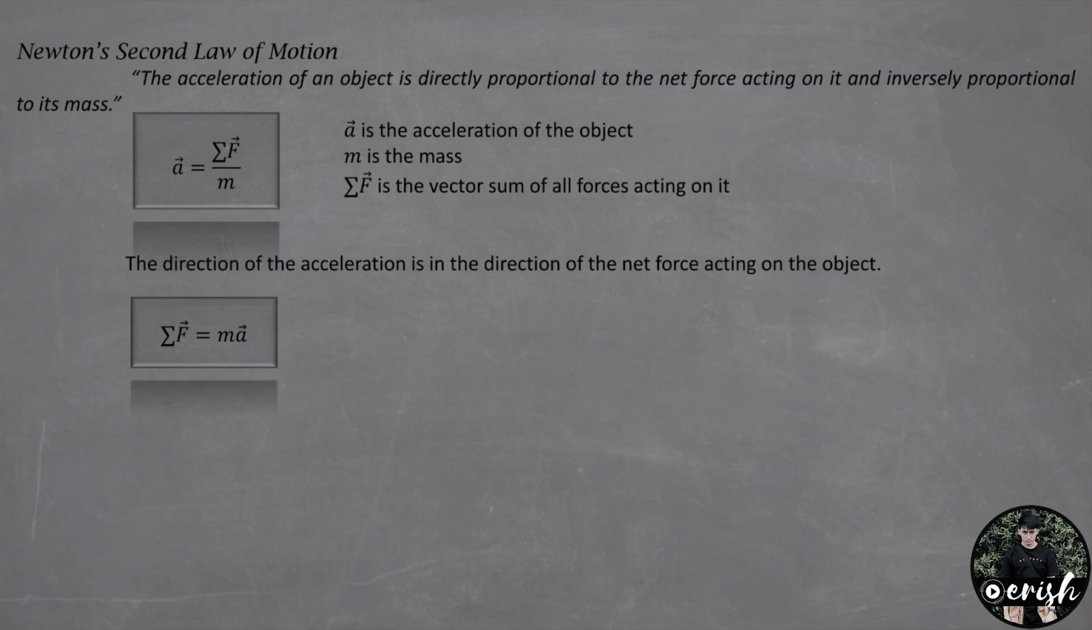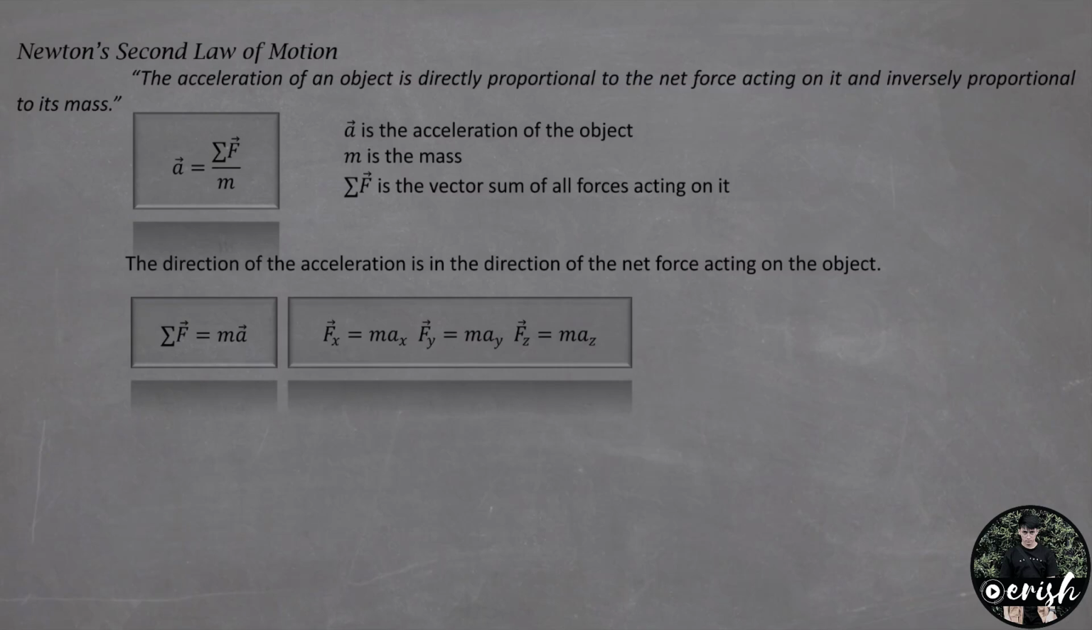The second law is a vector equation and equivalent to the following three component equations. So, horizontal component, vertical component, and kapag three-dimensional, may z component. When there is no net force on an object, yung acceleration is zero, which means the velocity is constant.